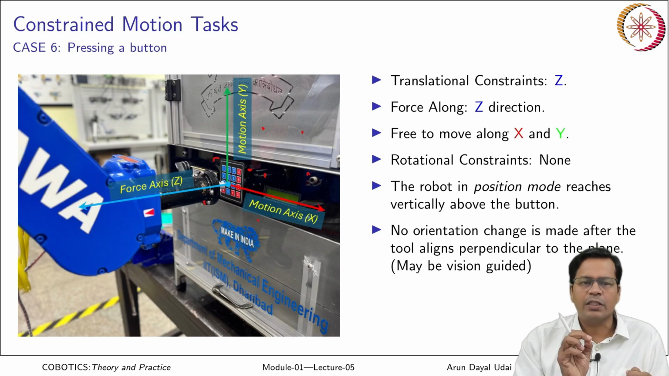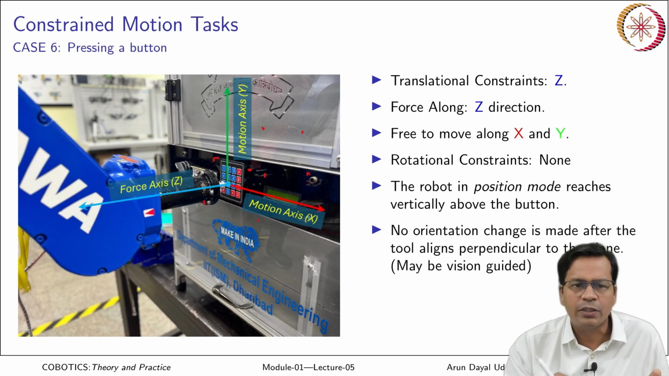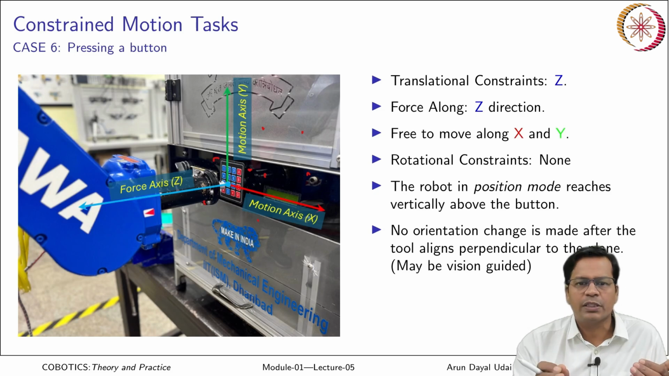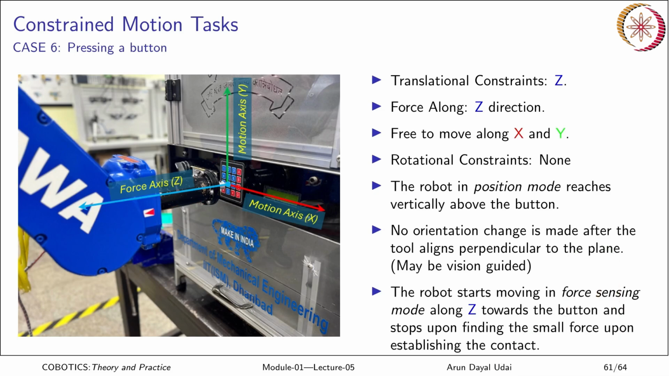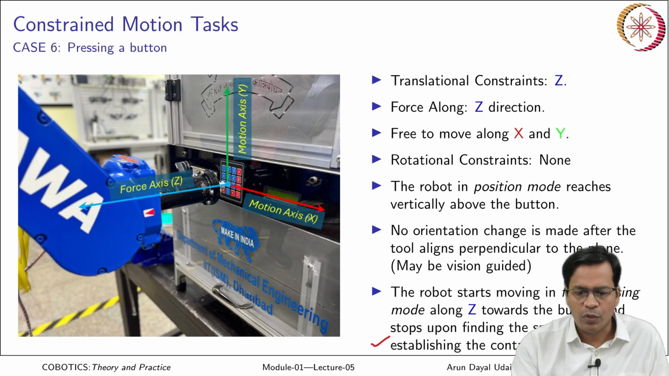Okay, you reach vertically above the button, go gradually downwards in force sensing mode along z direction. As soon as the contact is established, you apply a small amount of force based on the force sensor reading. So, the robot starts moving in force sensing mode along z towards the button and stops upon finding the small force upon establishing the contact. Okay. So, this is how these tasks are performed.